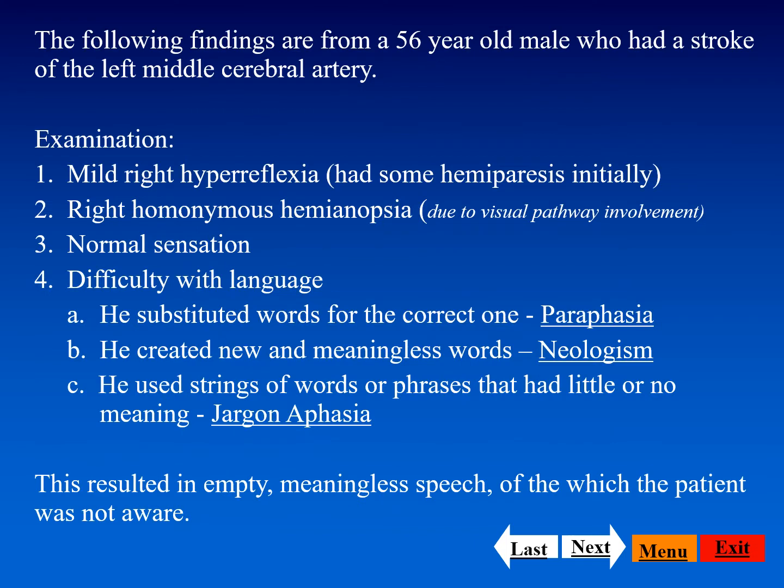Patients with Wernicke's aphasia have difficulty understanding things that are said to them, but they respond fluently. In doing so, they will substitute words for the correct word, they may create new words or meaningless words, and have phrases that have little or no meaning, known as jargon aphasia.